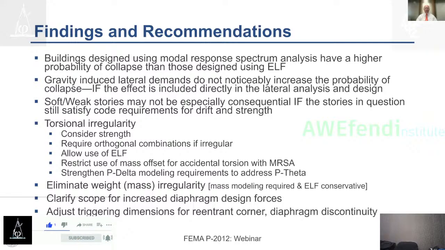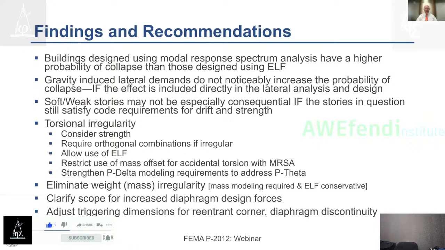We also suggested that the P delta requirements in ASCE 7 should also be related to some P theta requirements. That may be a new term to you. We'll talk about it in detail. Because the ELF is conservative and already we're required to accurately model mass, we really don't need to have a defined irregularity for mass irregularity or weight irregularity.